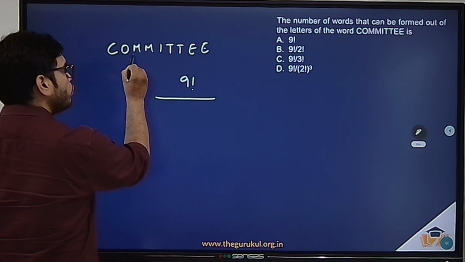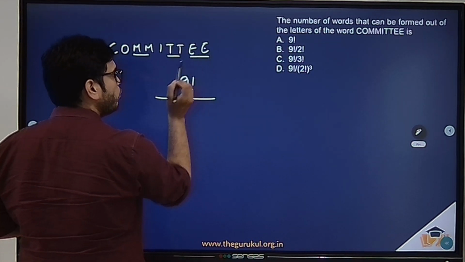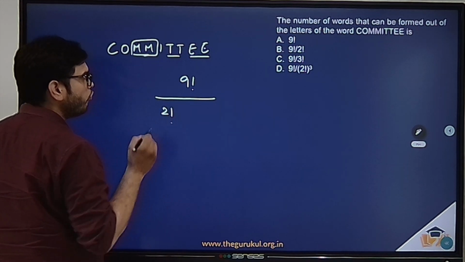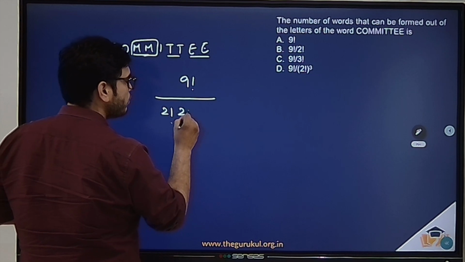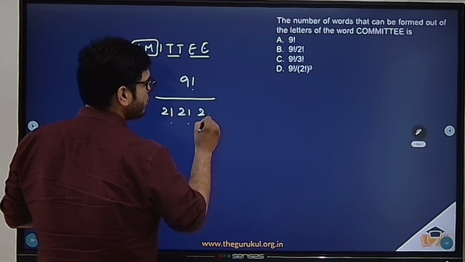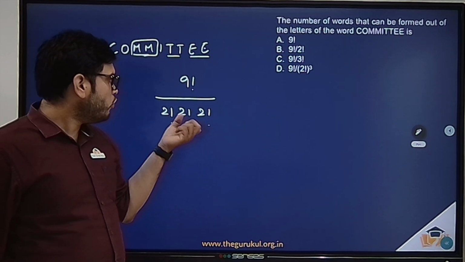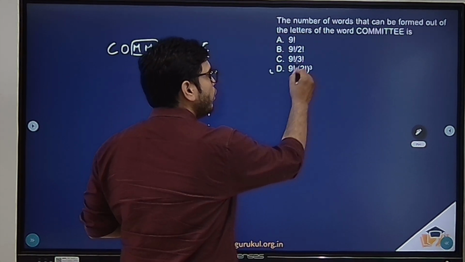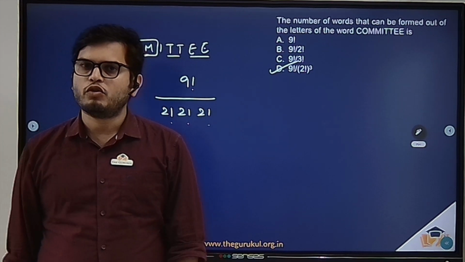Yes, we have two M's, two T's, and two E's. Since we have two M's, you should have 2 factorial, and for the two T's, 2 factorial, and for the two E's, 2 factorial. So it is 9 factorial by 2 factorial into 2 factorial into 2 factorial. So 9 factorial by 2 factorial whole cube. That should be your answer.